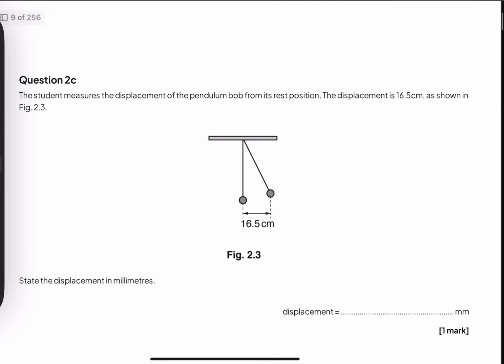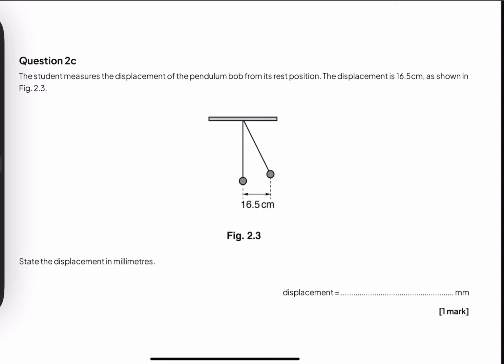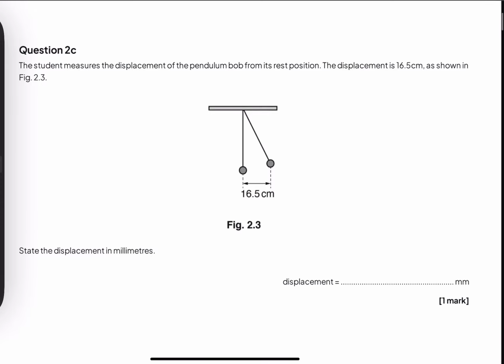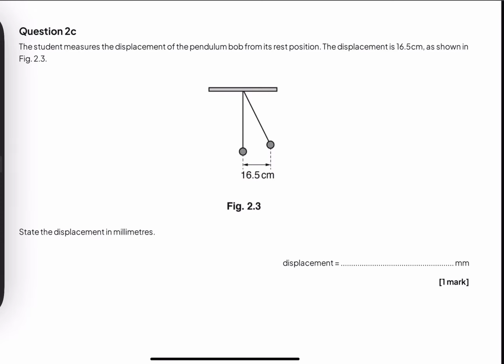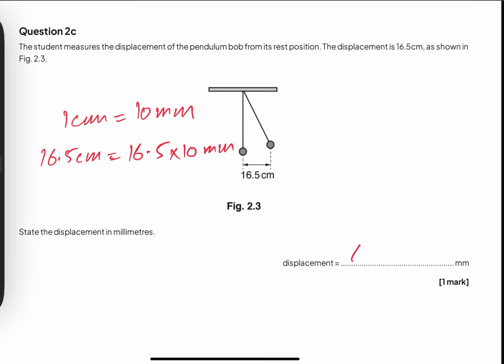Question 2c. The student measured the displacement of the pendulum bob from its rest position. The displacement is 16.5 centimeters. You have to convert it into millimeters. 1 centimeter is equal to 10 millimeters. So converting 16.5 centimeters, we have to multiply it by 10. That will give you the answer in millimeters. So it is 165 millimeters.